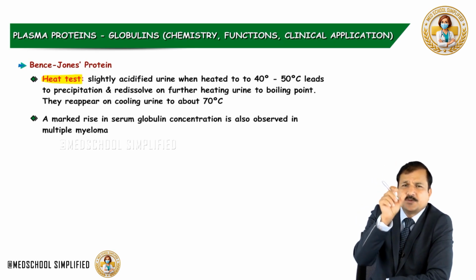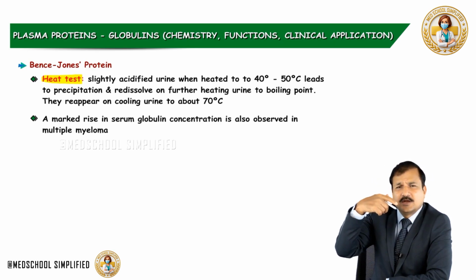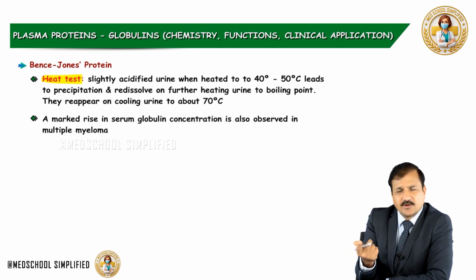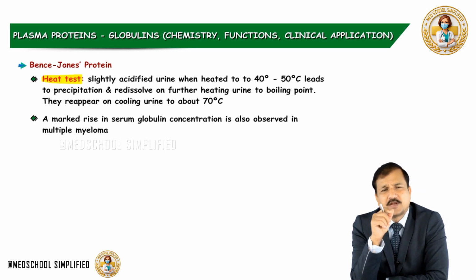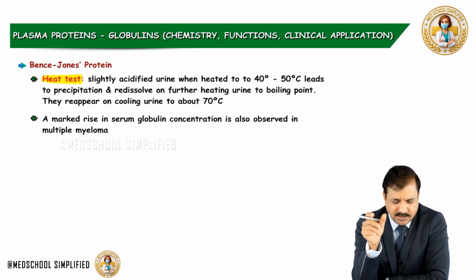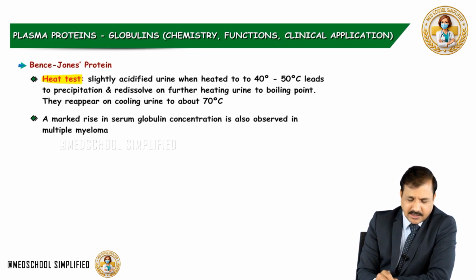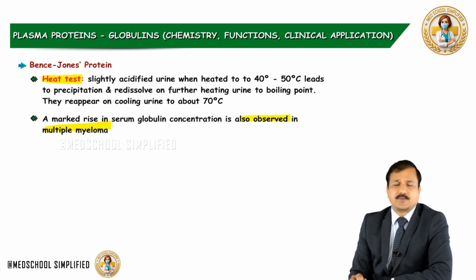That means precipitation, redissolving and then reappearing. This type of phenomenon can be seen whenever Bence-Jones proteins are present in the urine sample. That is what is referred to as the heat test for Bence-Jones protein. A marked rise in serum globulin concentration is also observed in multiple myeloma patients.